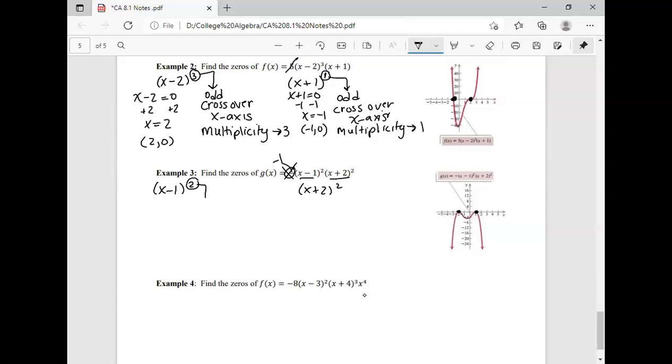This 2 is even. So what does that tell me? That it's not going to cross over the x-axis at that point. It kind of bounces off the x-axis, which we say is a tangent to the x-axis. When it comes up there and hits it and bounces off, it doesn't cross over. Okay, the other thing the 2 tells me is what the multiplicity is. The multiplicity here is 2, because x minus 1 squared means x minus 1 times x minus 1.